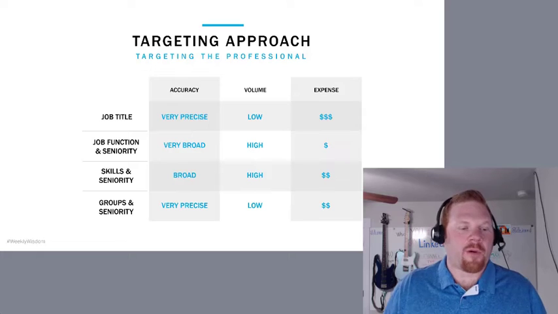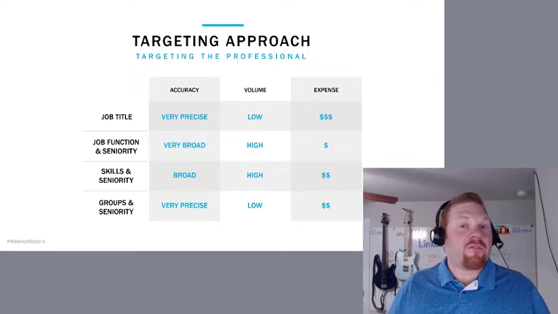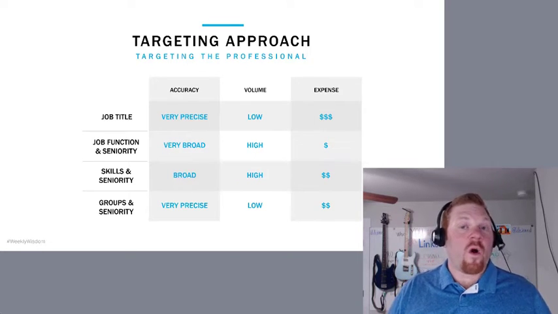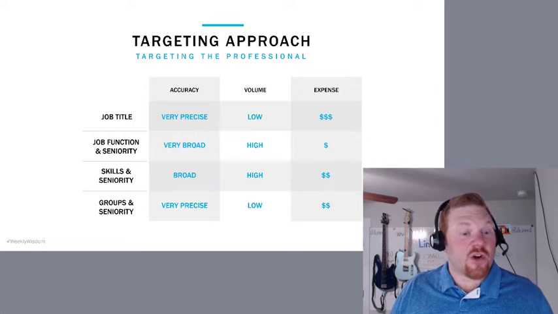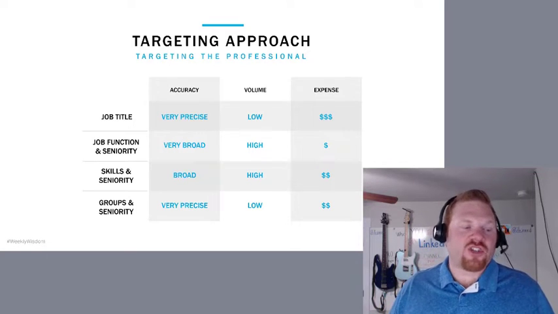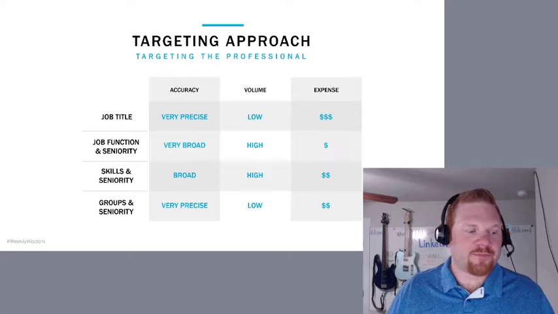So it makes it a little bit more broad. But it is pretty high volume, so if you're spending a lot of money and you want large audience sizes, skills is a good way to go. And it's going to be cheaper for sure than job titles.